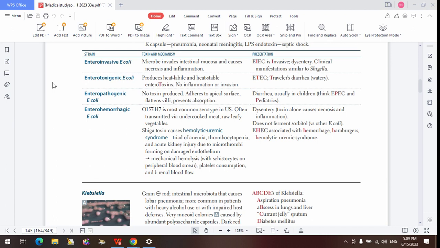So there are so many strains of E. coli. I think these ones are particularly the ones that cause diarrhea only. So that is it. Okay, thank you.